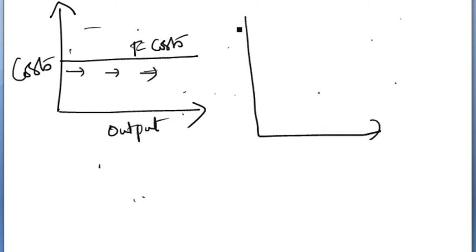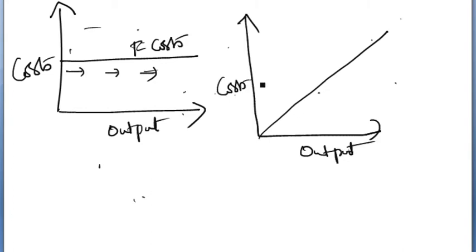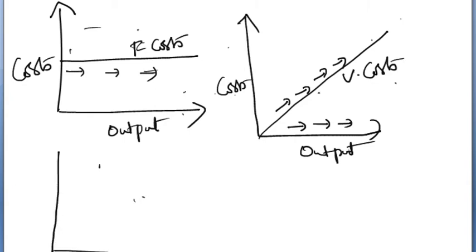Now I'll take another graph. And what about this one? This is your output. This is your cost. So your output changes, your cost is also changing proportionately. It is linear. Then you call it what cost, Nana? Variable cost.